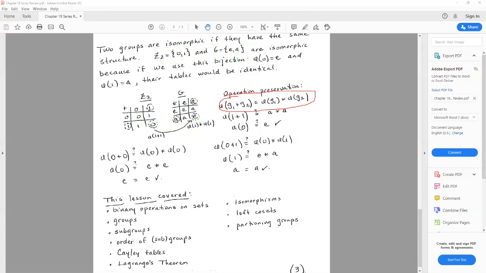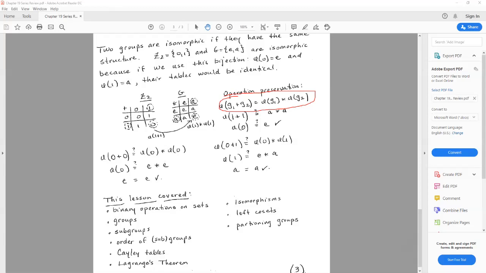Typically with larger groups, you have to look at the structure of the groups, and you have to let your g1 and g2 values be arbitrary. But since these two groups are small, we could actually do them pairwise to verify that indeed we do have operation preservation here. So this lesson basically serves as a review of binary operations on sets, groups, and subgroups.